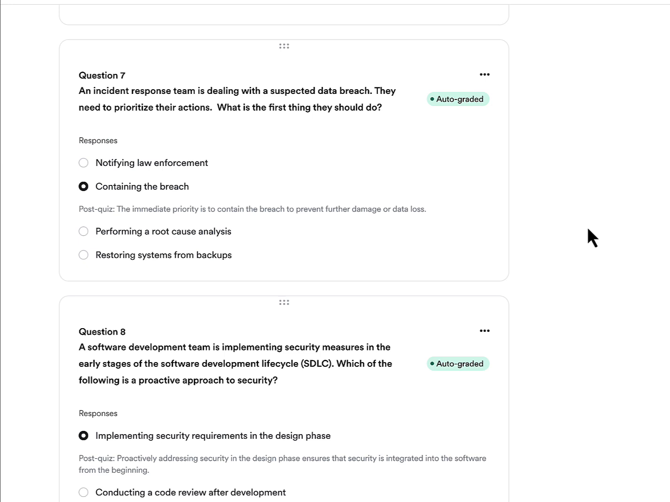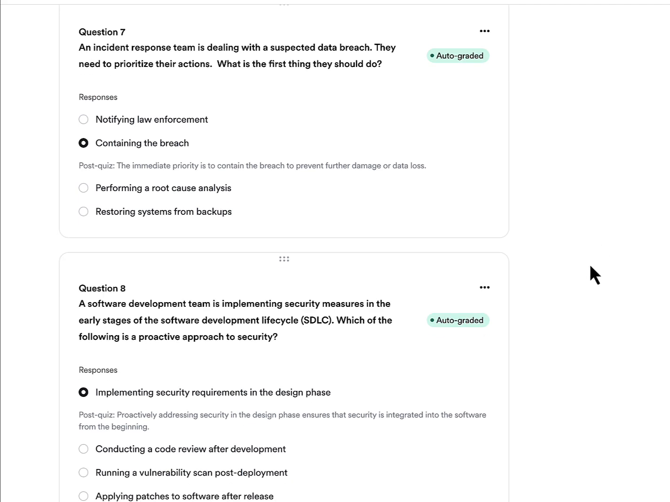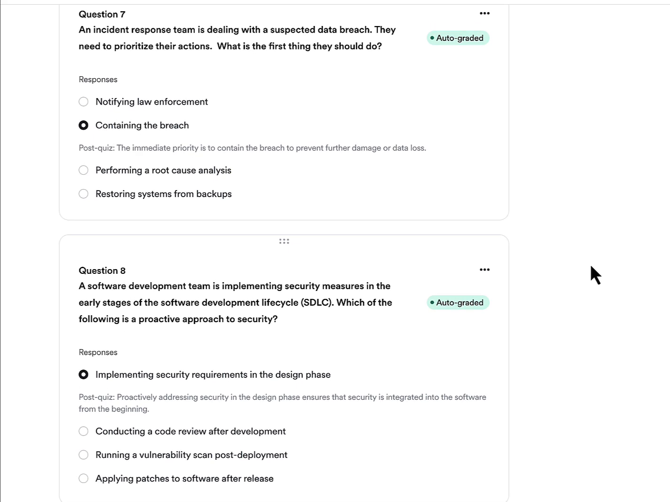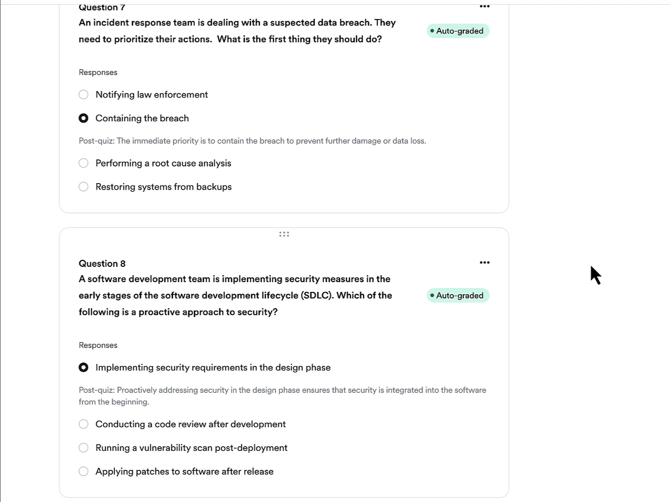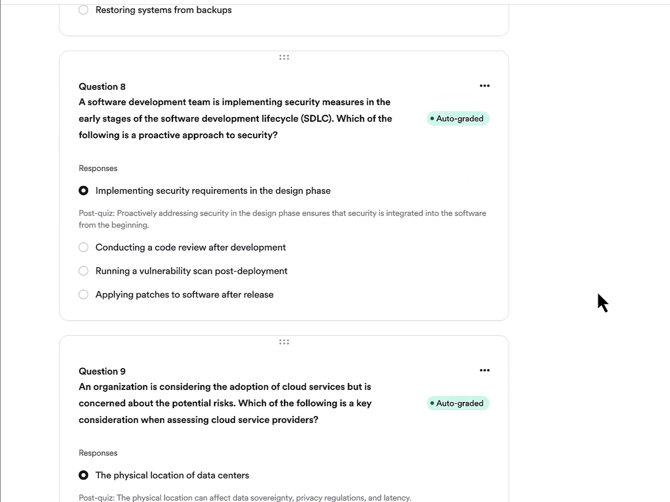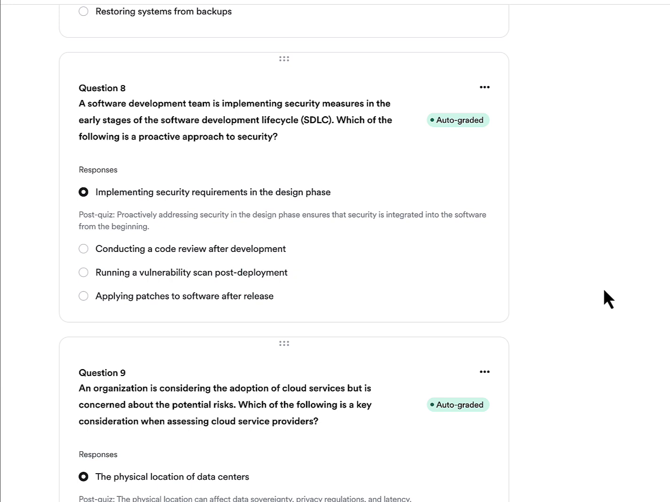And obviously, if you listen to this podcast long enough, the answer is B, containing the breach. You want to make sure that you have the breach under control as best as you possibly can before you end up doing any of these other options. Now, you may have a situation where you might be working those in parallel, whereas notifying law enforcement as you're containing the breach, that may be something you may be considering, depending upon your organization and maybe the fact that the requirements are that you have to get a hold of law enforcement within a short period of time.